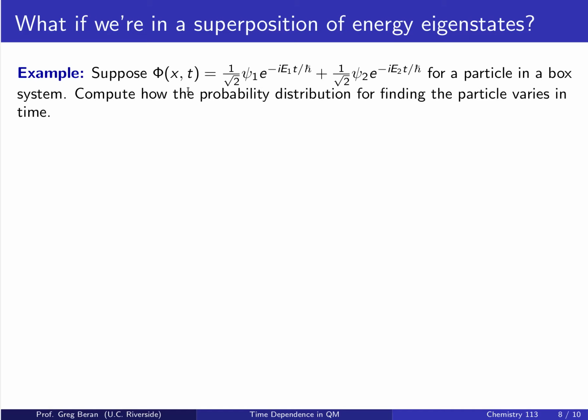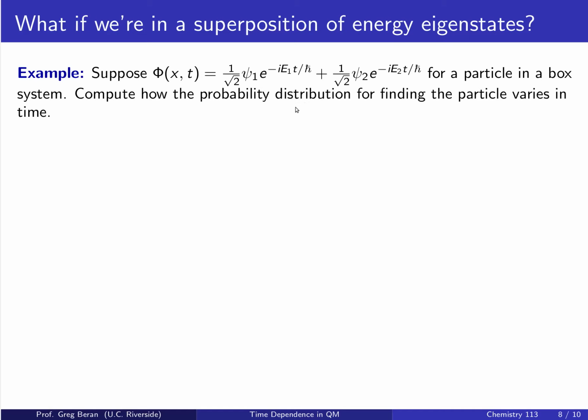For example, phi of x and t is 1 over square root of 2 times psi 1 times e to the minus i E1 t over h bar, plus 1 over square root of 2 psi 2 e to the minus i E2 t over h bar. Again, I'm using it as an example of the particle in the box system.